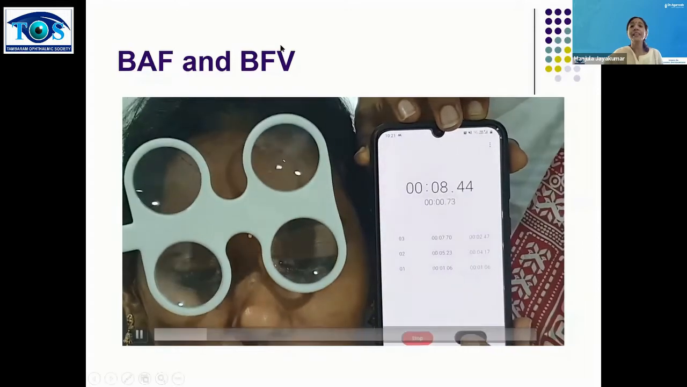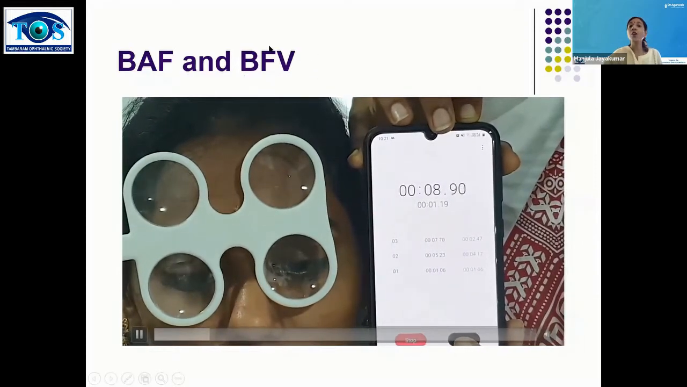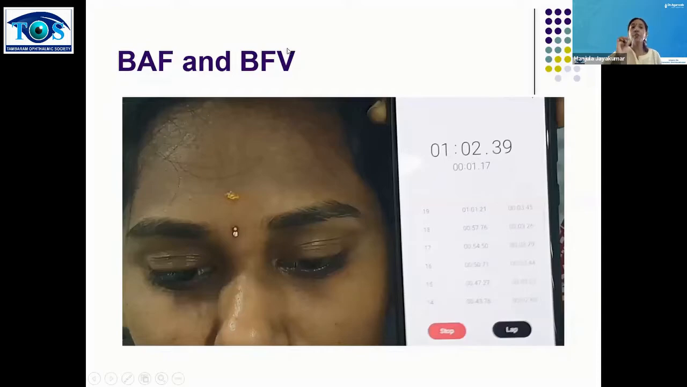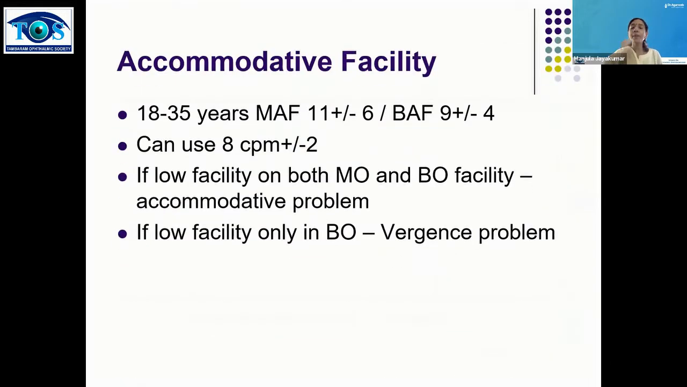And one more thing that I'm not demonstrating is your fusional vergence facility. So instead of using your +2, -2 accommodation flipper, use your prism flipper. You will have 12 prism, 3 prism: 12 prism base out and 3 prism base out. And again, assess your number of cycles per minute to find out your fusional vergence facility. So accommodative facility, you do it both monocularly and binocularly. You will also do your fusional vergence facility.